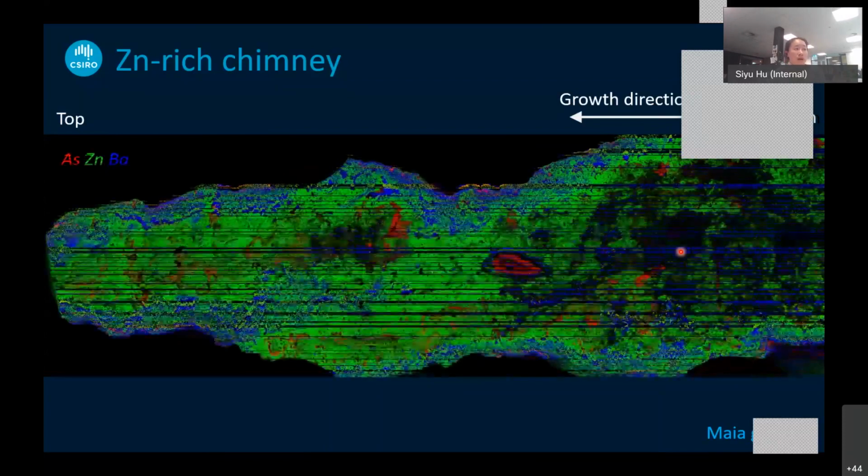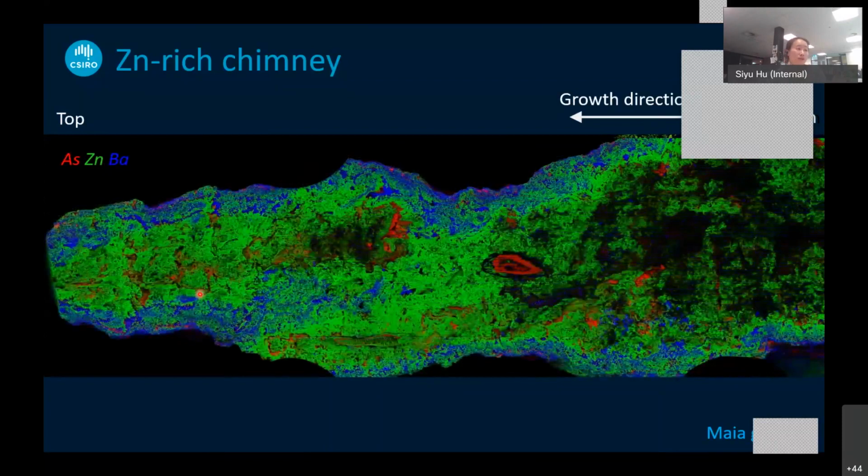If you look at the arsenic and the barite, arsenic still shows a similar distribution to the previous one, and it occurs as lead-arsenic sulfosalt within the voids of the minerals, and it also contributes to the replacement of microorganisms. So here I just showed two studies of different chimneys, and how the distribution of metals varies.